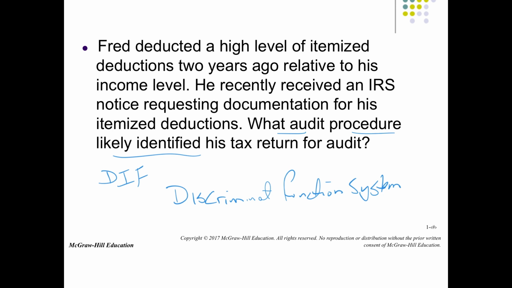If it's not, then they assume that I am understating my income. I'm not declaring a bunch of income. Say I make $50,000 a year, but my mortgage interest deduction is relative to a $1 million mortgage, for example. They would look at my income level and go, how in the world are you affording that type of interest expense? And so that might put me in an audit bucket because my deductions would not be in line with my income amount. So that is how that discriminant function system works.